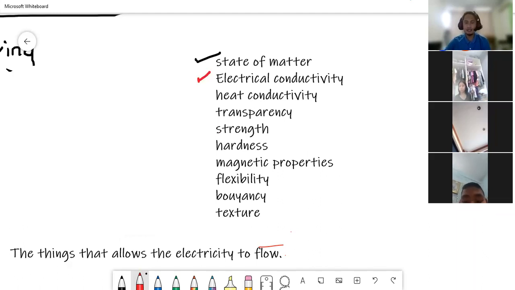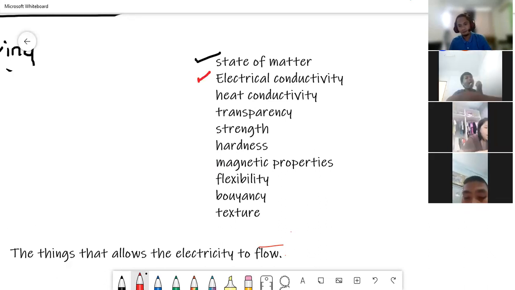Electrical conductivity, what is that? The activity and the insulator and conductor, no? The electricity can flow or cannot flow. So identify that one. For example, this one, pencil. Okay, I will write here. Where is my pen?